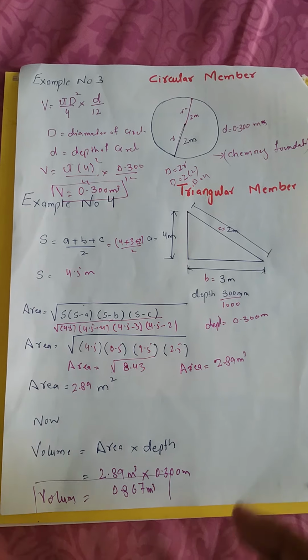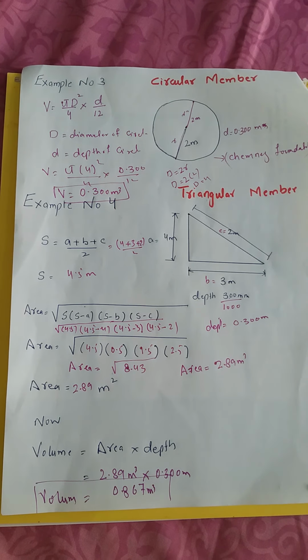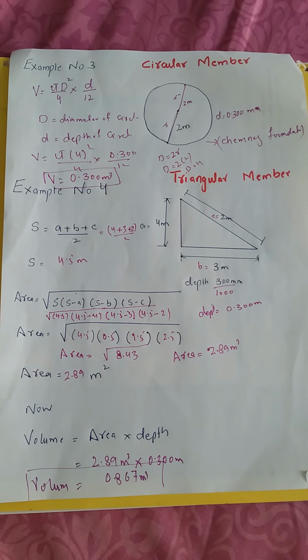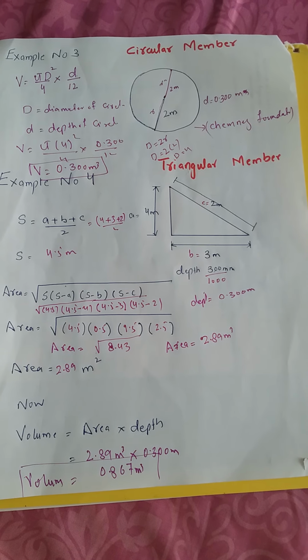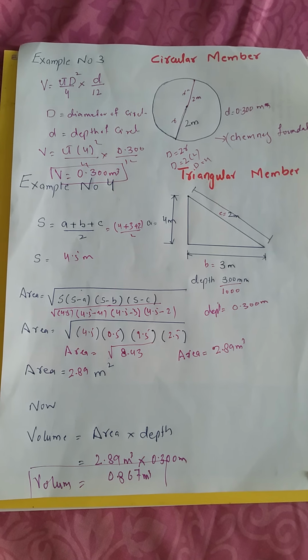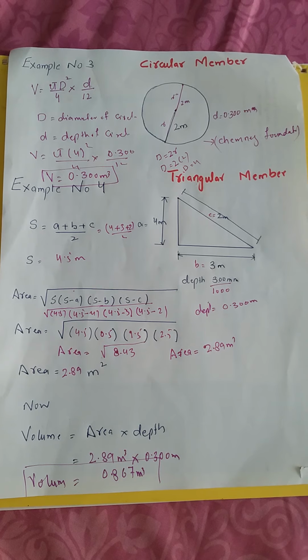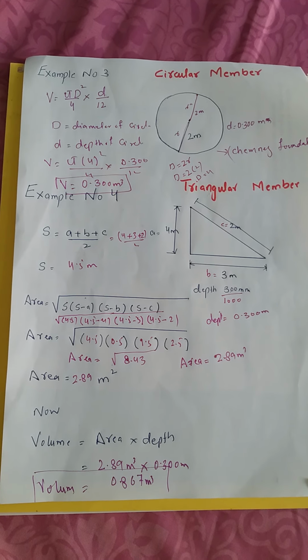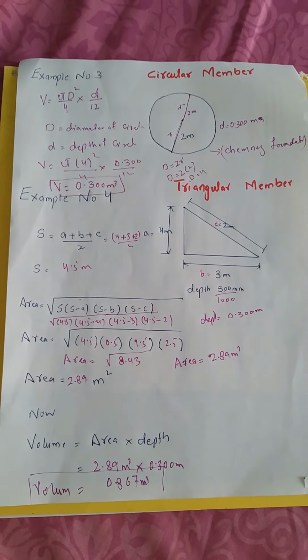So viewers, if we want to calculate the quantity of concrete in a triangular member, we must know these formulas. First of all we will calculate the area by these two formulas and then multiply the area with the depth of the triangular member and you will calculate the volume of concrete. It means for a triangular member you need 0.867 cubic meter when the three sides are 4 meter, 3 meter and 2 meter, and the depth is 0.30 meter.